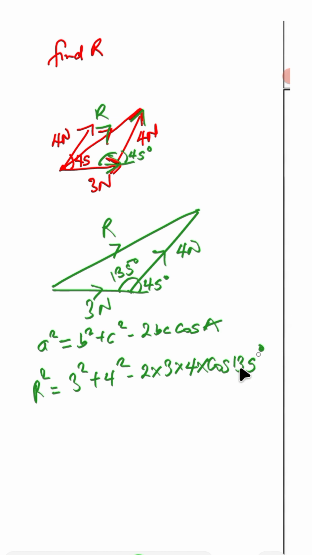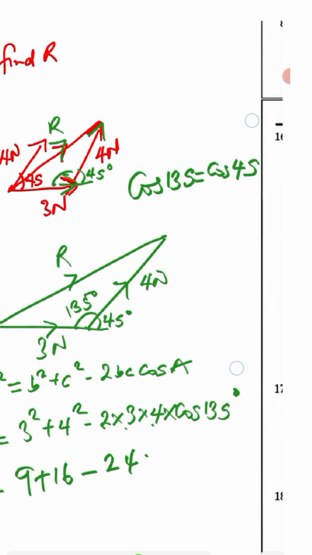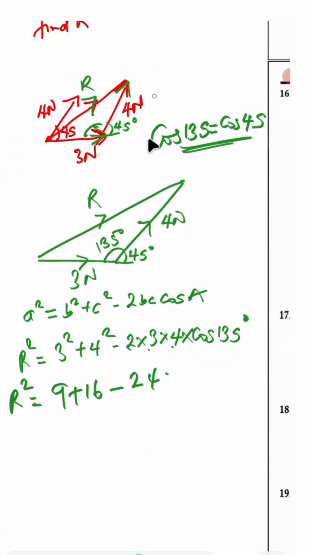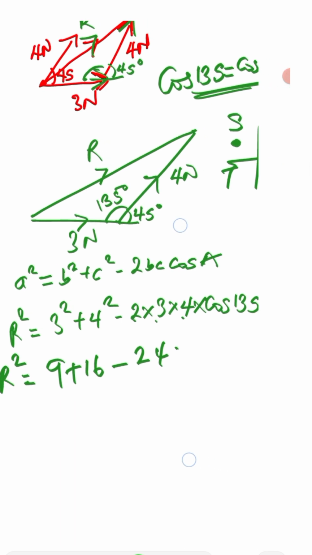So if you finish this up, your r squared will be 9, 16, 2 times 3 is 6 times 4, 24. Cos 135 has the same answer as cos 45. You understand? Remember that these two angles add up to 180, so they have the same answer. And cos 135 is in the second quadrant, where cosine is negative. So that means that cos 135 is going to be negative.